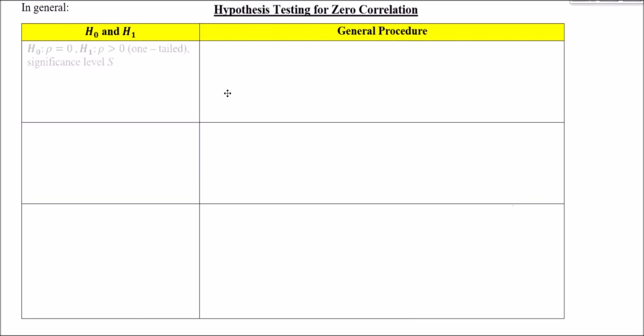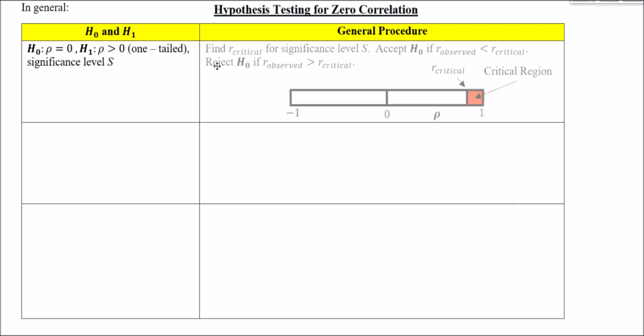So case 1 could be that your null hypothesis is there's 0 correlation. The alternative hypothesis is that there's positive correlation. That would be a one-tailed test at the positive end. Let's call the significance level S. So the procedure for this would be you'd find the critical value of R, R subscript critical, for that significance level S, and you'd accept H0 if the observed value of R is less than the critical value of R. And you'd reject H0 if the observed value of R is more than the critical value.